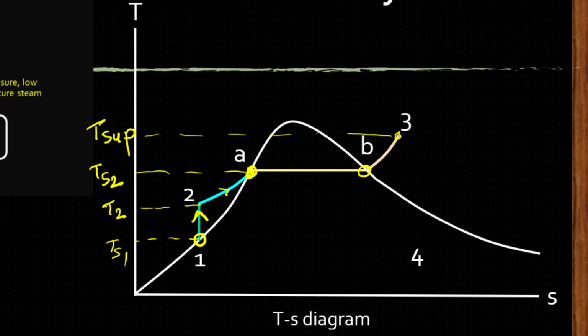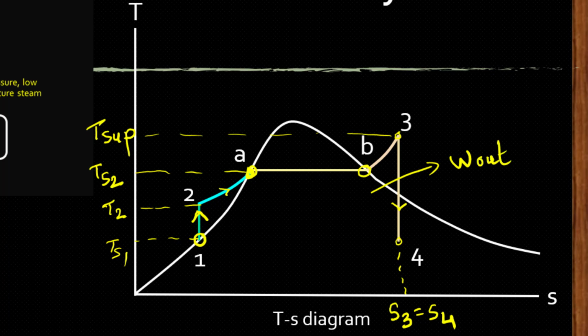This high pressure, high temperature steam enters the turbine, and there will be isentropic expansion of the steam, and temperature decreases from T sup to this point. Since this is an isentropic expansion, entropy will remain the same, S3 equal to S4, and this work output is derived from this expansion process.